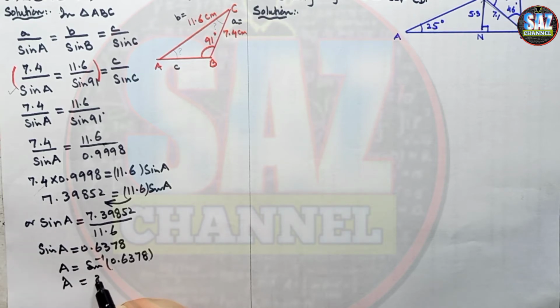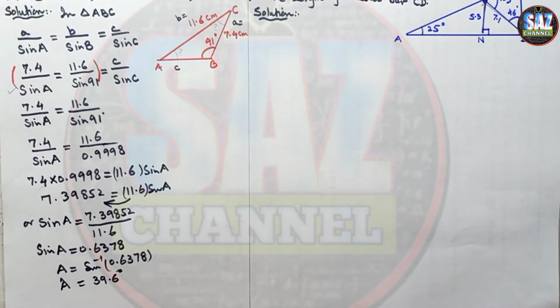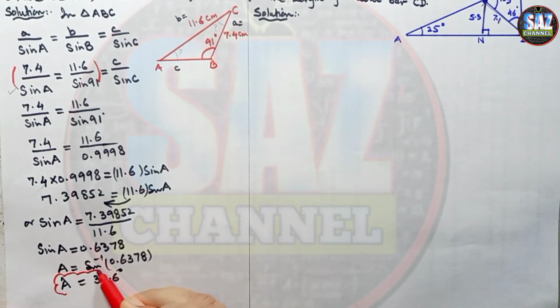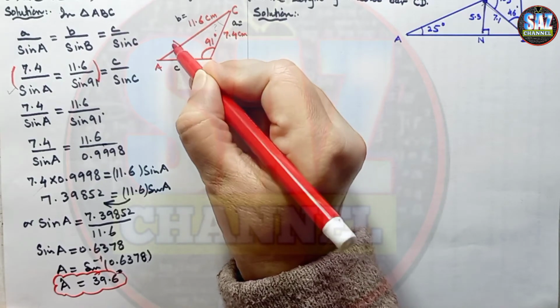39.627, 39.6 degrees. And let me block this answer. A equals 39.6. Okay, and now I have to replace the value over here as well, that angle A is 39.6 degrees.